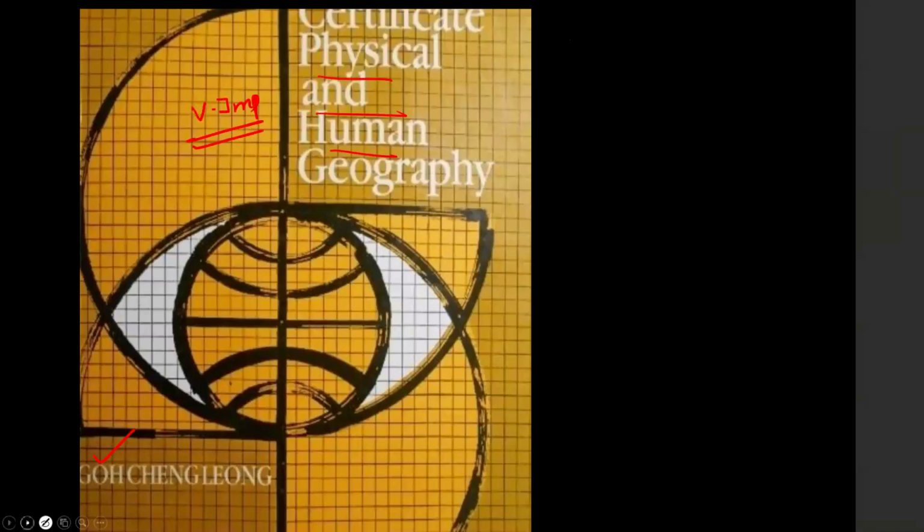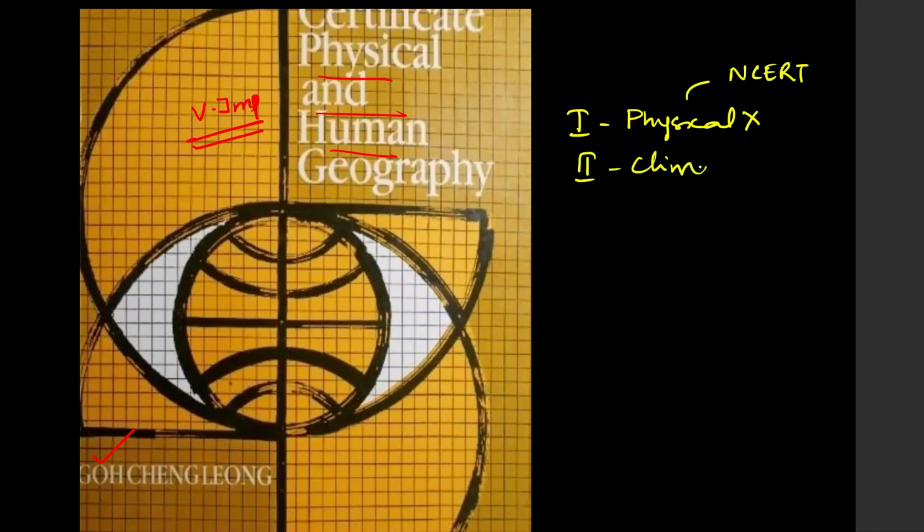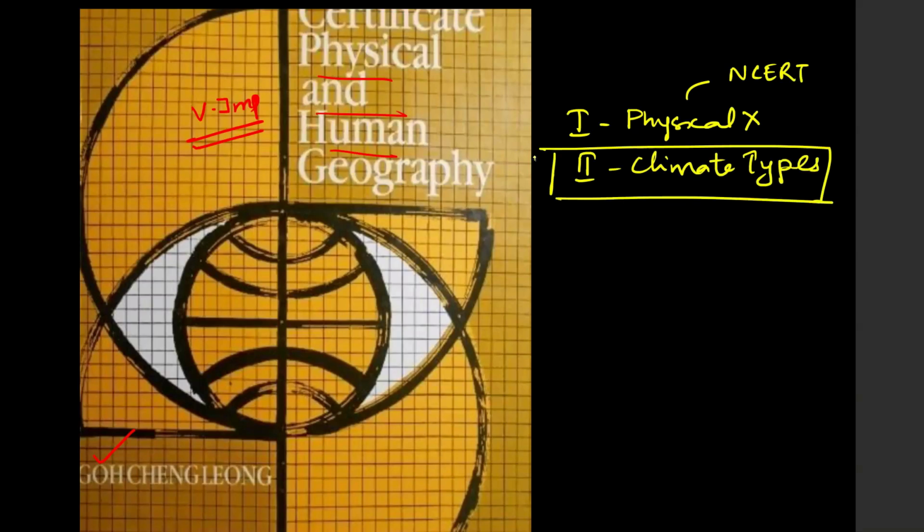This book has two parts. Part one is about physical geography. You don't need to read this part because it is covered in NCERT properly. And part 2 talks about climate types. So as far as GC Leong is concerned, you have to only read the climate types, which is part 2 of this book.